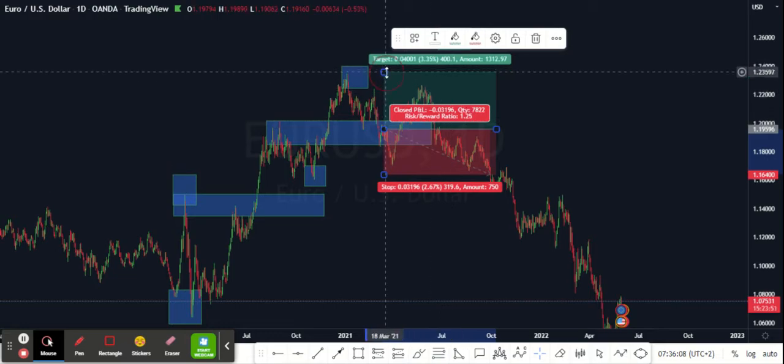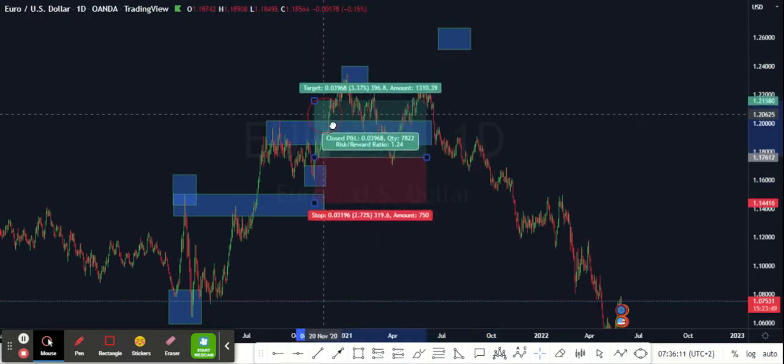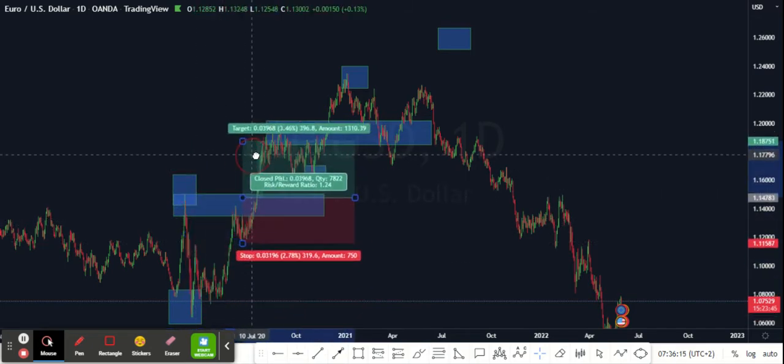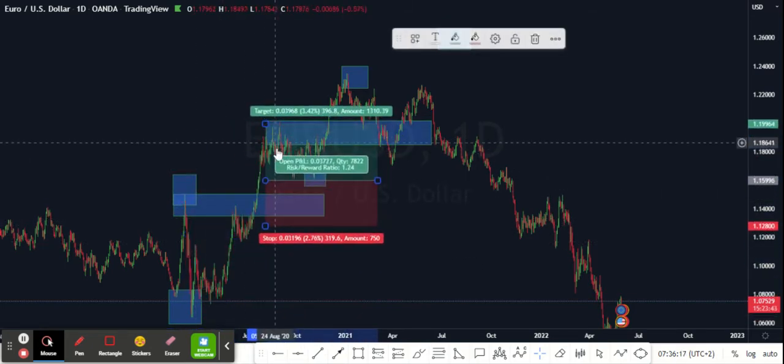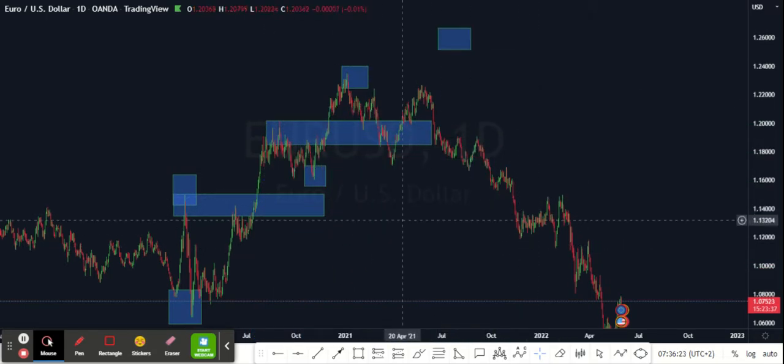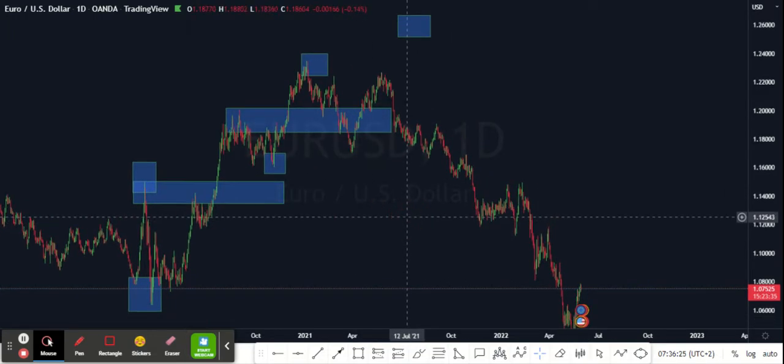So in this case here, it didn't work out very well, but here it did work out, where you can target even the high. So let's look at the change of trend.